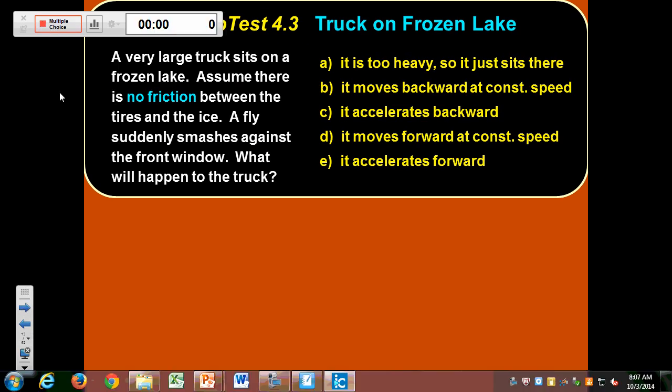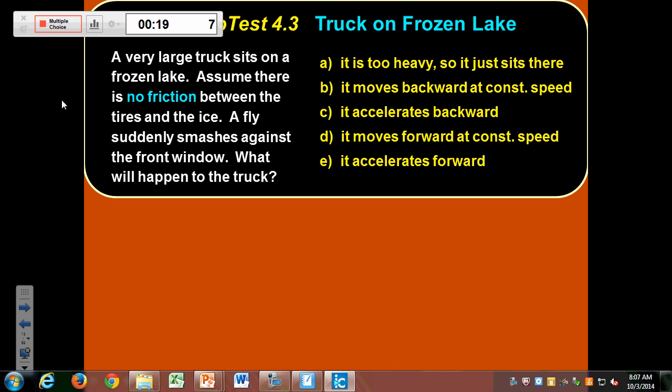Alright, a very large truck sits on a frozen lake. There's no friction between the tires and the ice. A fly smashes against the front window. What will happen to the truck? There are actually two appropriate answers for this, either B or C. But go ahead and put in B, because that's the answer I intended.